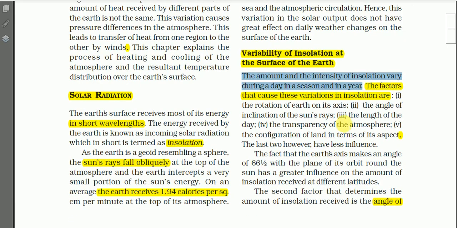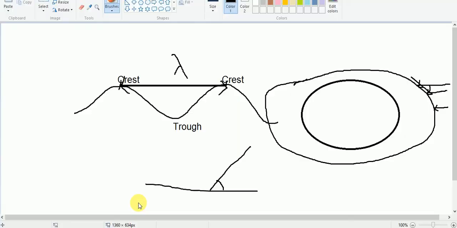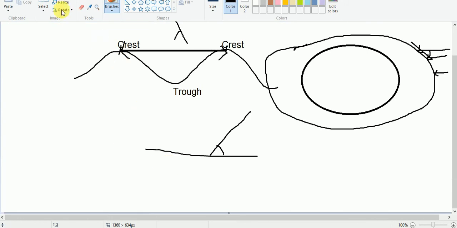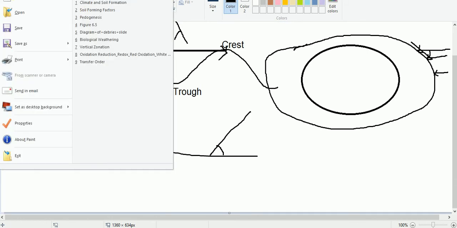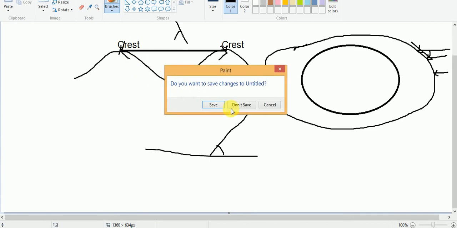So we have many factors that cause this variation in insolation. Number one is the rotation of the Earth on its axis. This is very simple. We know that the Earth is rotating on its own axis. Everybody knows that.